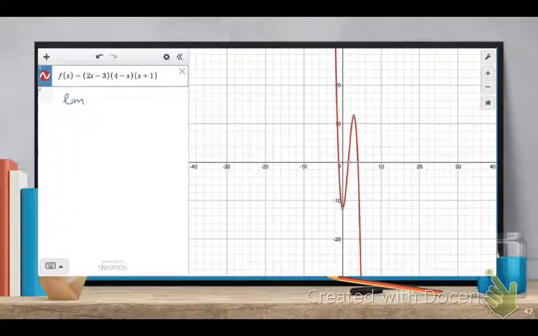So we're going to look at this graph. We can see where its maximums and minimums are. We can see where its zeros are. So we know that we've zoomed out far enough to actually see what its end behaviors will look like.